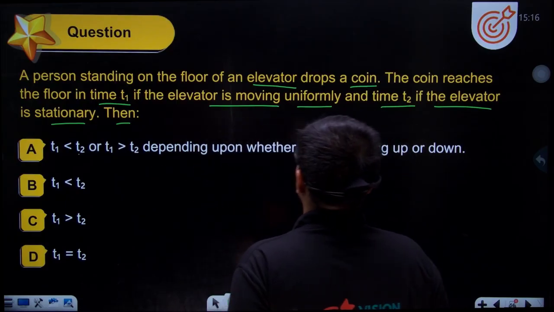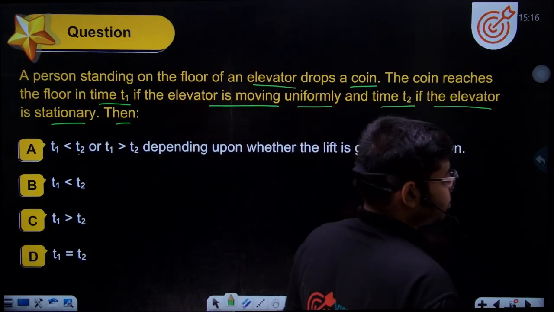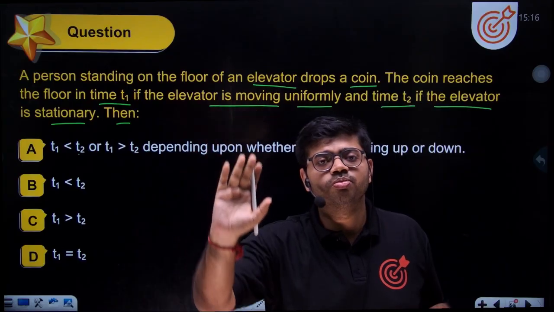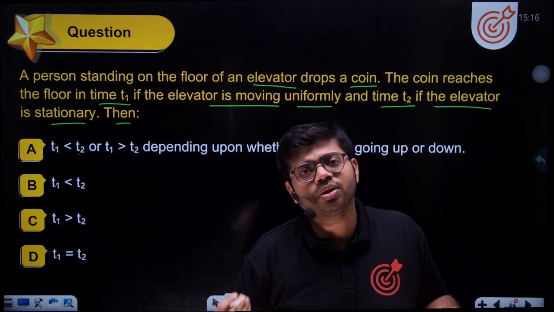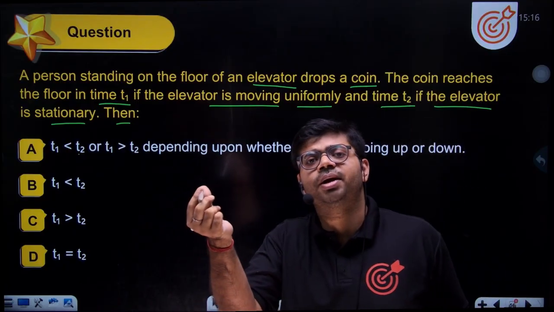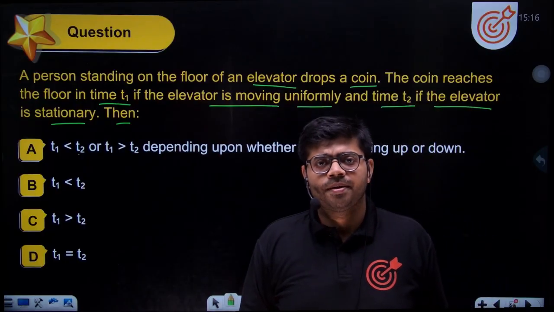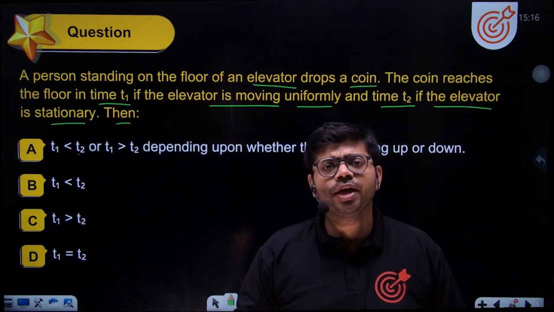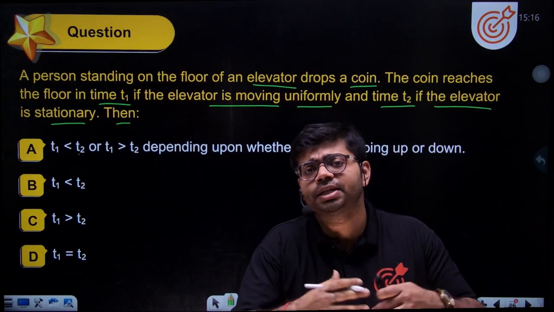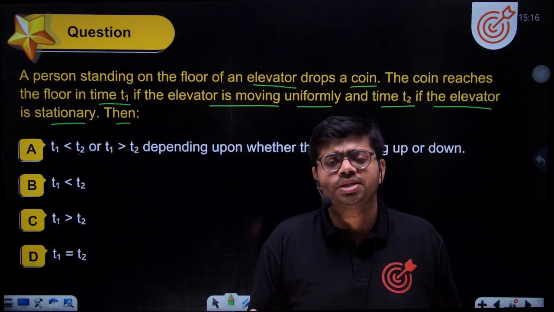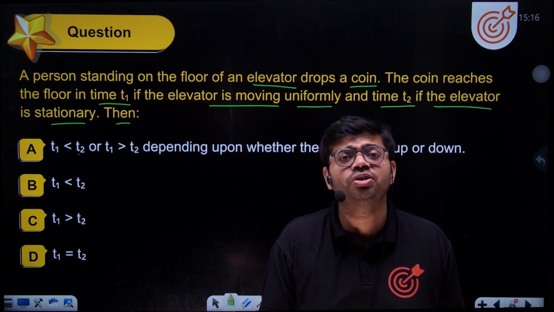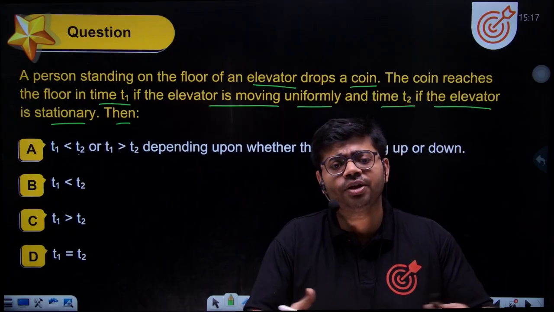Always remember one thing: whether the elevator is stationary or moving with a uniform velocity, in both cases the only force acting on the coin is the gravitational force. If the elevator is moving with a constant speed, no other force is acting, because the acceleration of the elevator is 0. So no net force is acting.